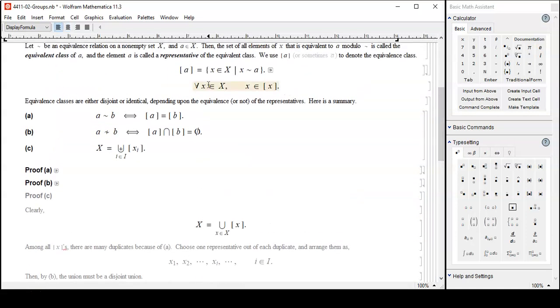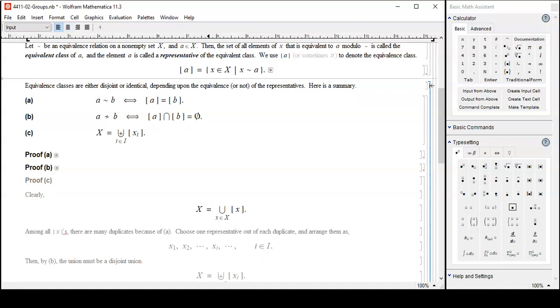Reflexivity gave us this. For every element x, x belongs to its class, bracket x. And consequently, if I just take the union of them all, then certainly I'm going to cover entire capital X. So they're the same. The left-hand side is a superset of everything, and the right-hand side covers even that, so they're the same.